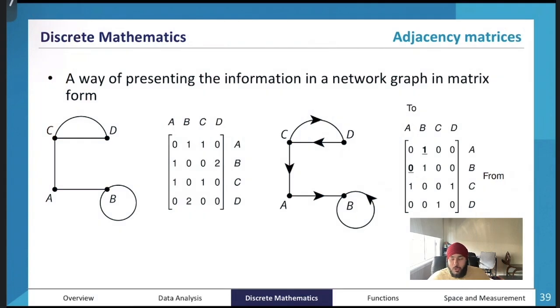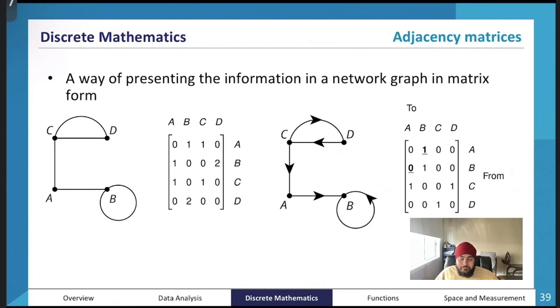So then let's move on to adjacency matrices. Adjacency matrices, again, are another way of presenting information in a network graph in matrix form. Now you may have already seen these when you were covering matrices. All that they really are is a way of converting information. And there's two separate types.